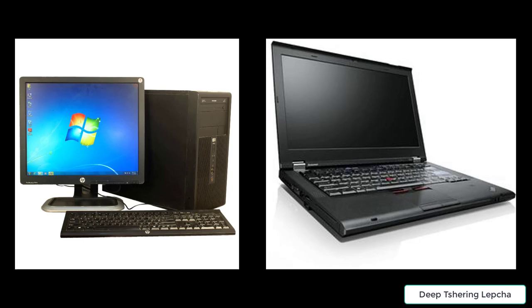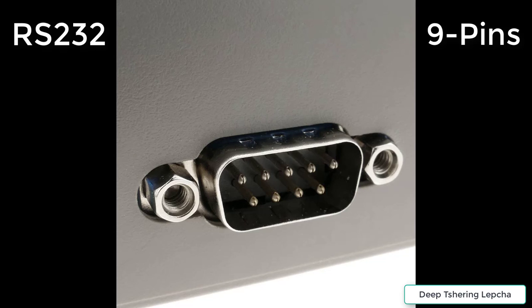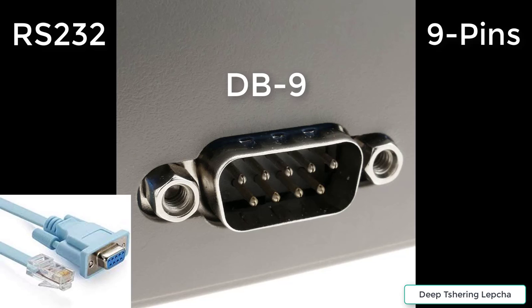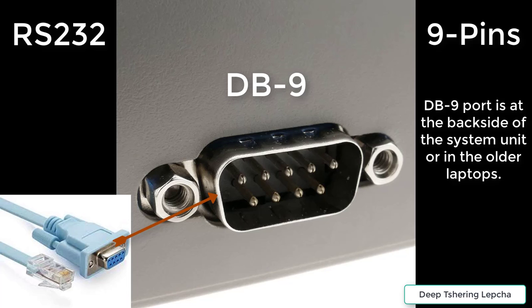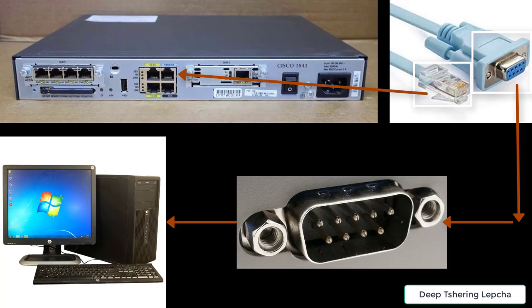In older PCs or laptops, there should be a serial port, which is also known as an RS-232 port, that has 9 pins, also known as a DB9 connector, where the console cable is connected to the PC, and the RJ45 end of the console cable is connected to the console port of the router. So this is how you connect real devices in a real-time environment.